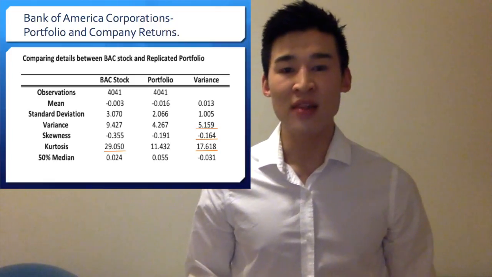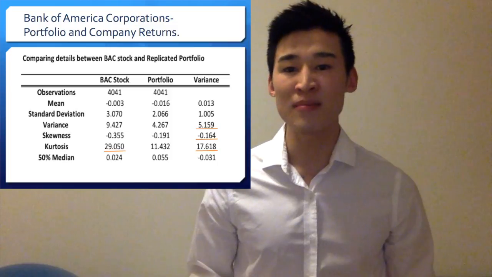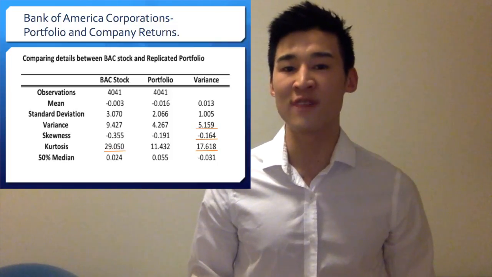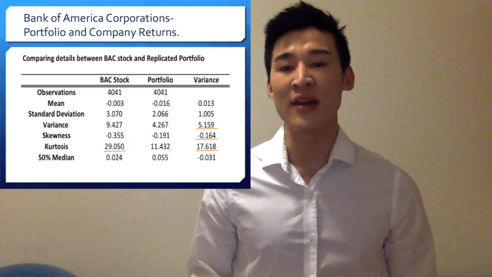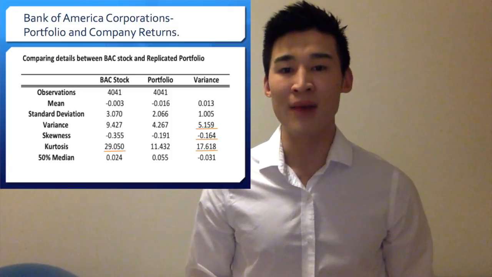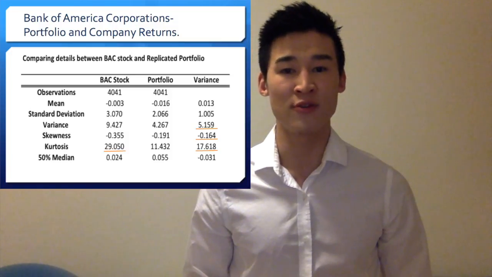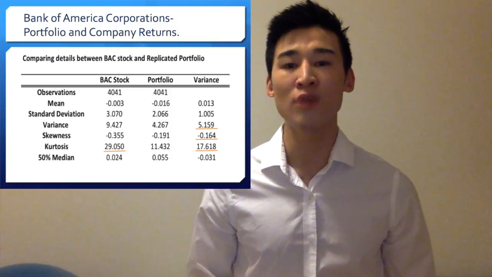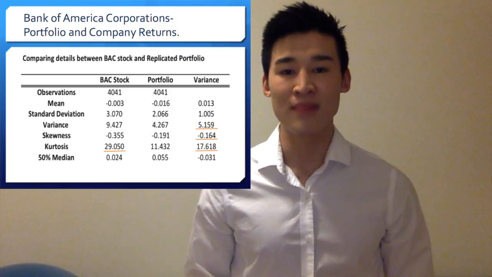As you can see, the variance of BAC compared to the portfolio is 9.427 compared to 4.267, which gave us a difference of 5.159. And also the kurtosis: in order for a distribution to be normal, it should have a kurtosis of 3, but in our case, the Bank of America stock is 29.05 and our portfolio is 11.432, which gave us a difference of 17.618.